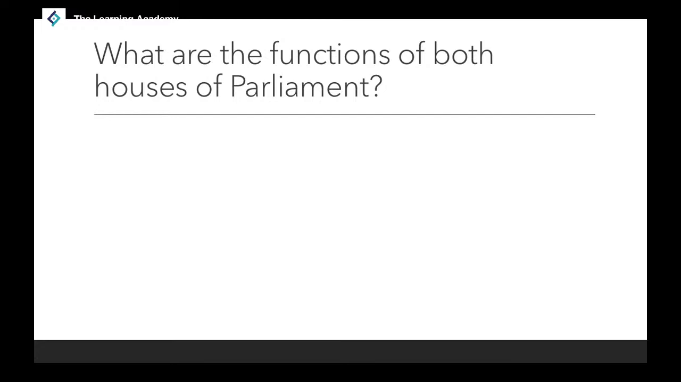So, what are the functions of Parliament? Well, the first function of Parliament, obviously, is to pass legislation. Now, you could definitely argue that Parliament is successful in the passing of legislation. So one way, we can look at the public bill statistics, how many pieces of legislation have been passed in a certain period of time.